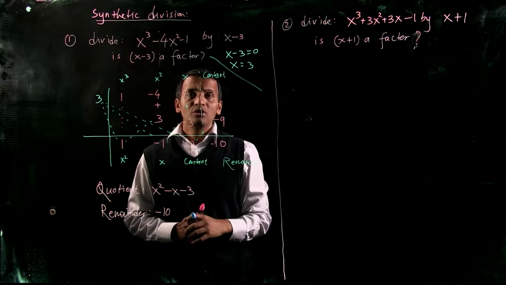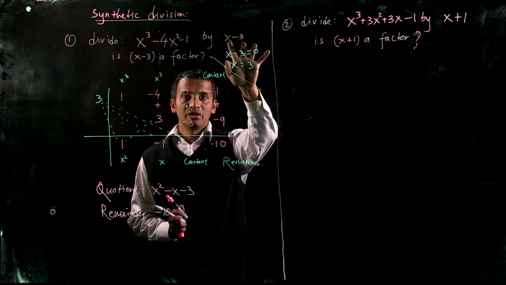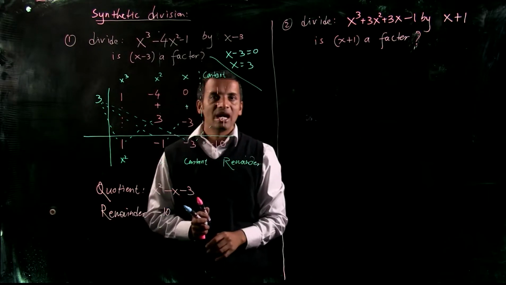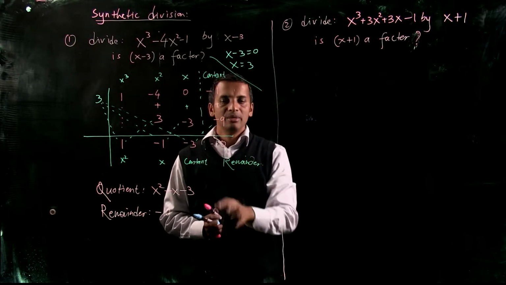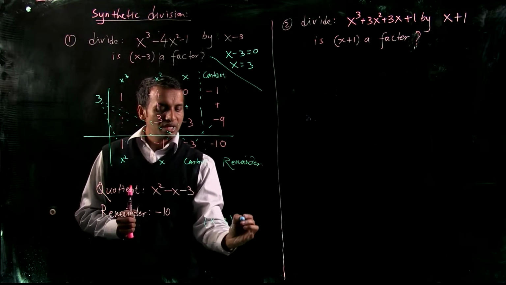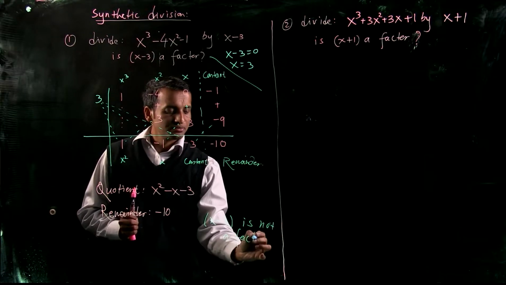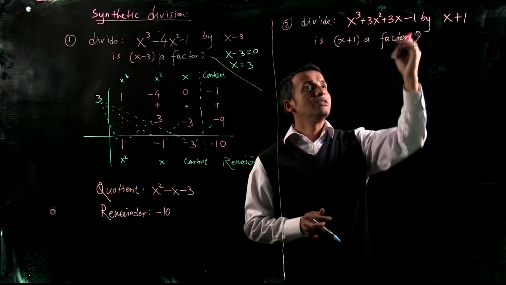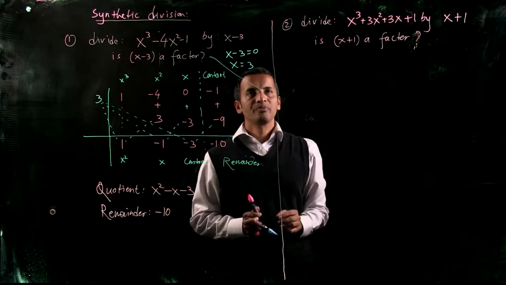If the remainder is 0, then you would say that x minus 3 is a factor. But the remainder is a non-zero number, meaning that x minus 3 is not a factor. Okay, so let's do another example. Let's do example number 2.